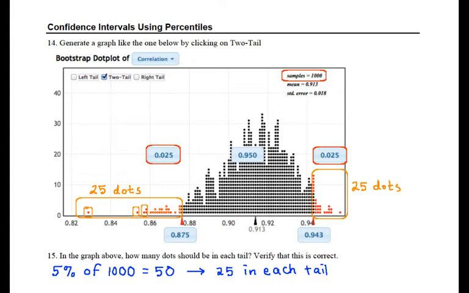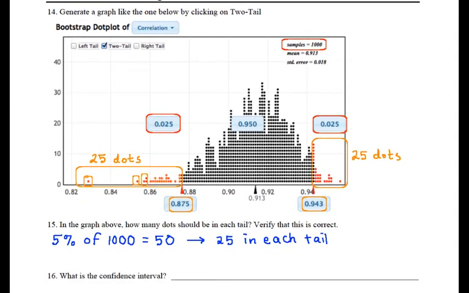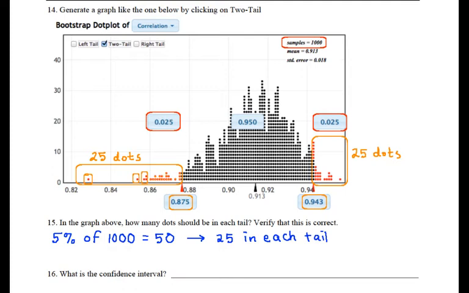Then what we would do is try to estimate the value of this endpoint. And we can tell without looking at the number marked here that it is close to 0.94. We can tell that this one is close to 0.88. From there we would, if we were doing this by hand, just try to estimate the value. But in this case, the confidence interval goes from 0.875 to 0.943.